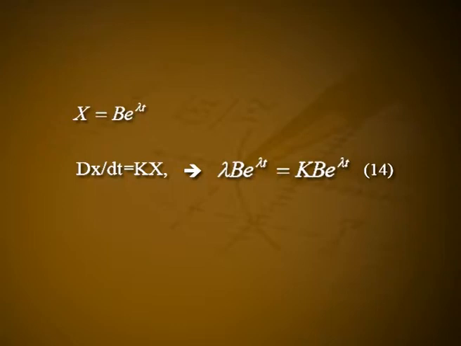This gives a consistent system of equations to determine b if determinant of K minus lambda I is equal to 0, where I is an n by n unit matrix. Thus, lambda has to be an eigenvalue of the matrix K.